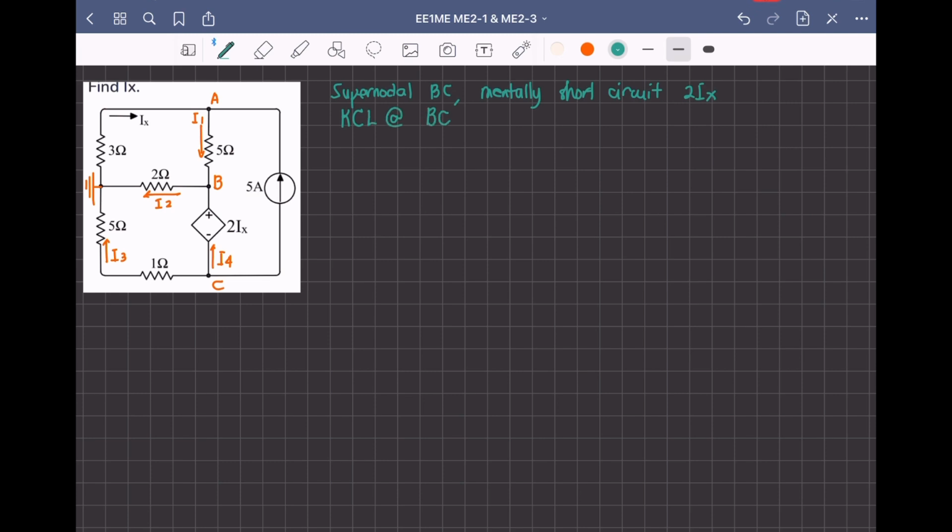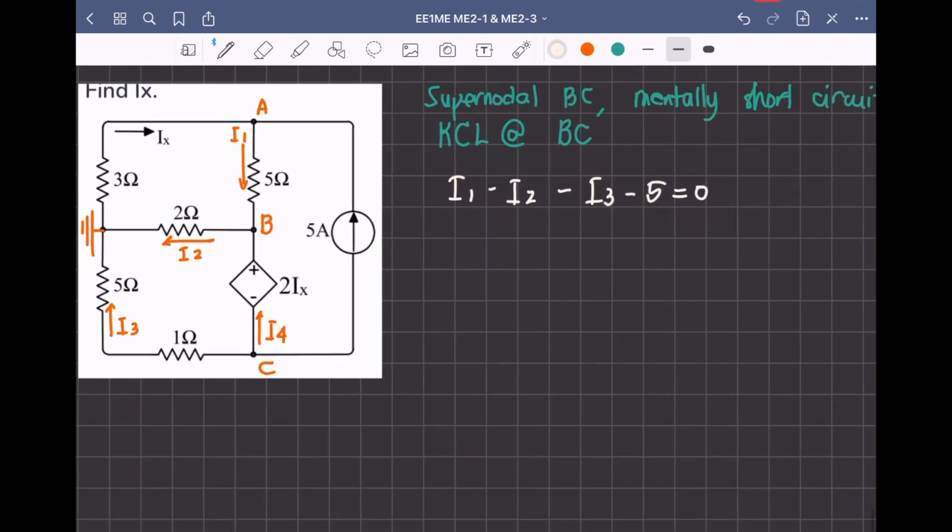Tingin muna tayo kay B. So, kay B, you have two branches, I1 and I2. And that means it's positive I1, negative I2. And then for node C, you have two branches. So, you have I3 at saka itong 5 amperes natin. So, I3 is negative. 5 amperes is also negative. Equate that to 0. Okay. So, for I1 flows from A to B.